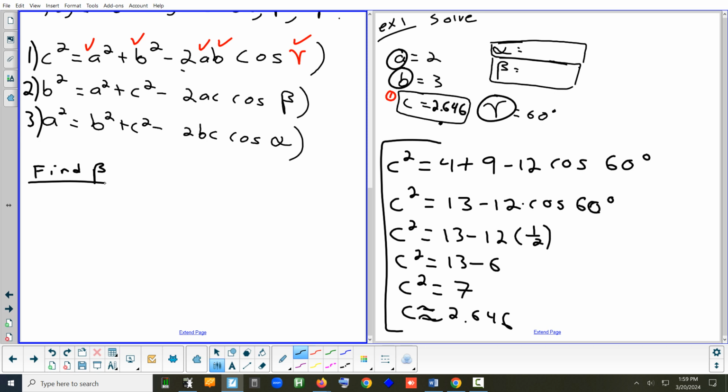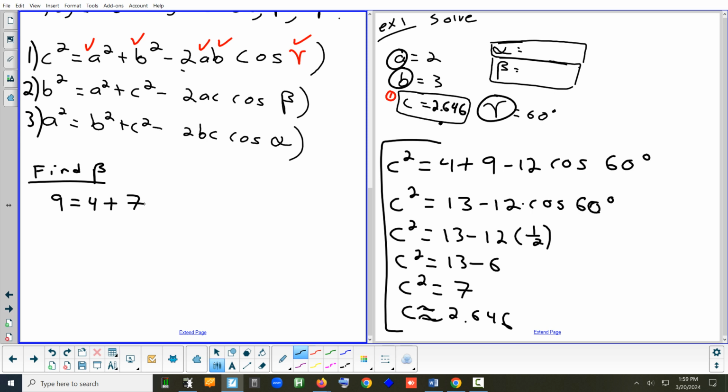Okay. What's b squared? 9. A squared? 4. And what's C squared? 7. We have it right here. That was part of the work we did at the end of the last problem. Don't take 2.646 and square it, because you're probably going to get like 6.999 or something like that. C squared is 7. Exactly. Any question why I wrote 7 for C squared?